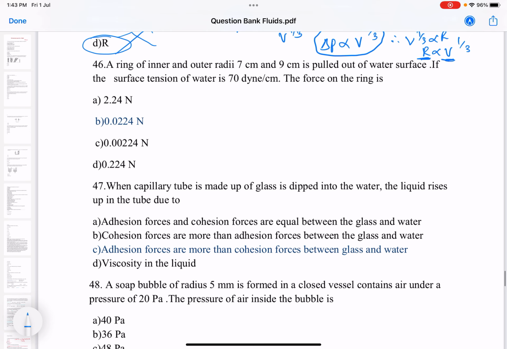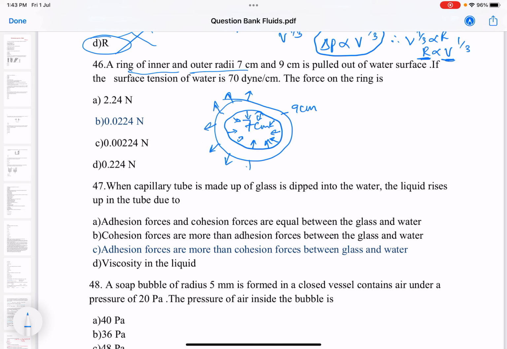Okay, now a ring of inner and outer radii. A ring is there like this. Inner is there and outer is there. Inner radius is equal to 7 centimeters and outer radius is 9 centimeters. For this ring, the surface tries to decrease the area of the surface. Here also this surface is there. This exerts force like this. So this force per unit length is nothing but surface tension. There are two surfaces.